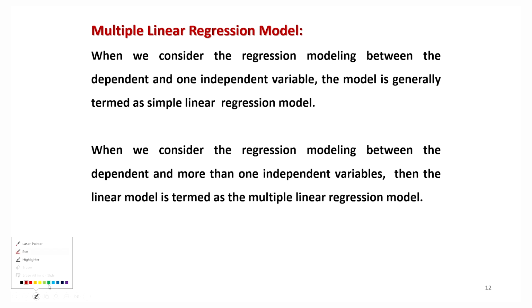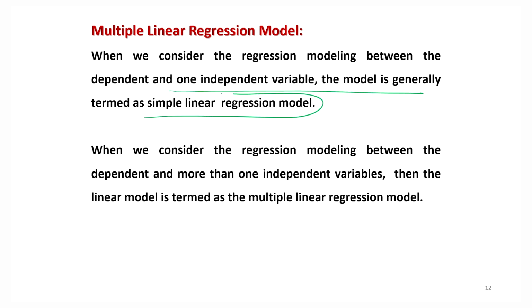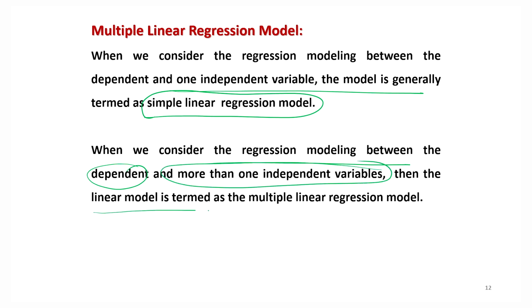So now there are two options. When we consider a model where the dependent variable is affected by only one independent variable, that is, only one explanatory variable, the model is generally called a simple linear regression model. And when we consider regression modeling between the dependent variable and more than one independent variable, the linear model is called a multiple linear regression model. So we are going to talk here about the multiple linear regression model, which has a multivariate nature.